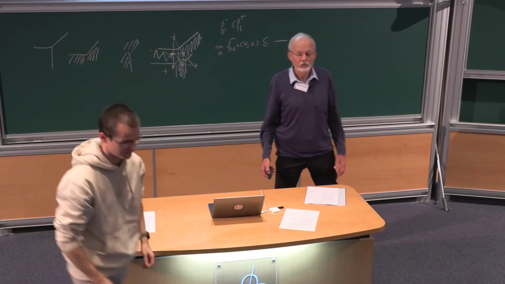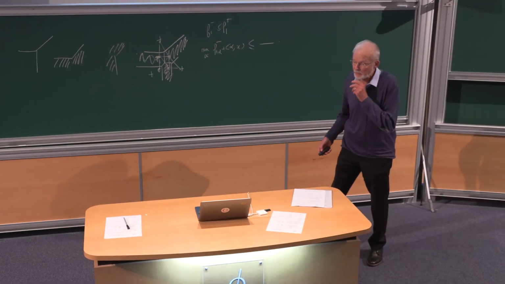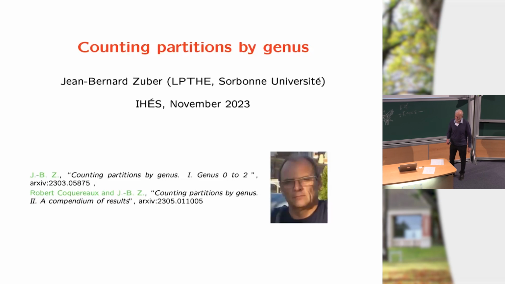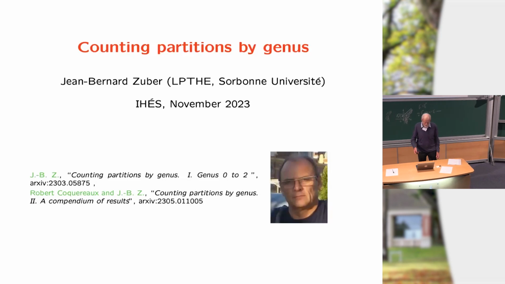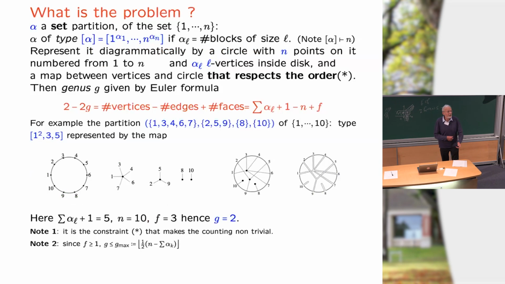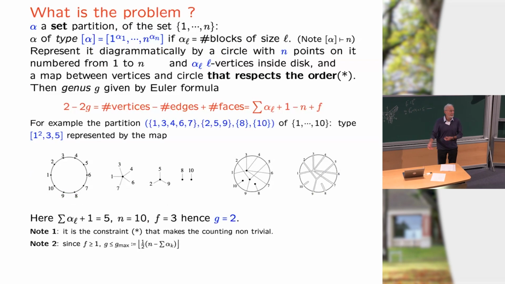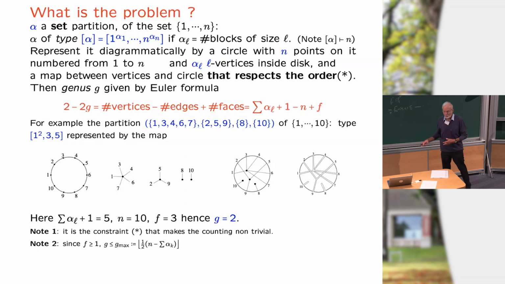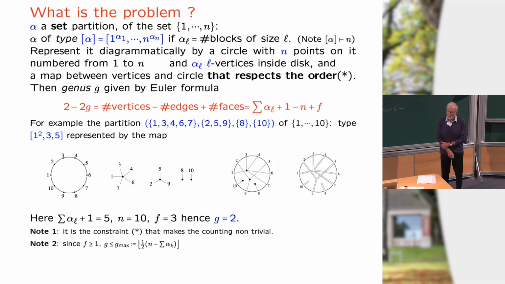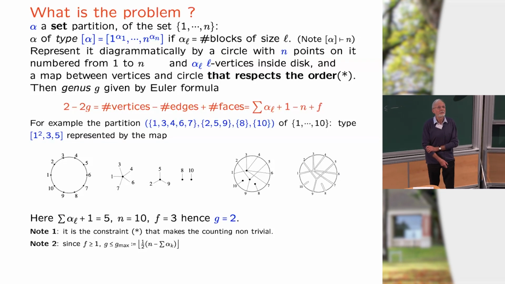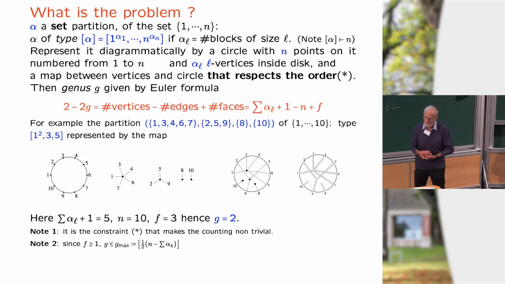Yes, okay. So this work was done partly in collaboration with my old friend Robert Cocro from Marseille, and we wrote two papers. And so what is the problem? The problem is a refinement of the problem that Carol was telling you about this morning, or rather it's another branching of the same problem of counting partitions. By partitions, I mean set partitions, partitions of the set 1 to n, say.